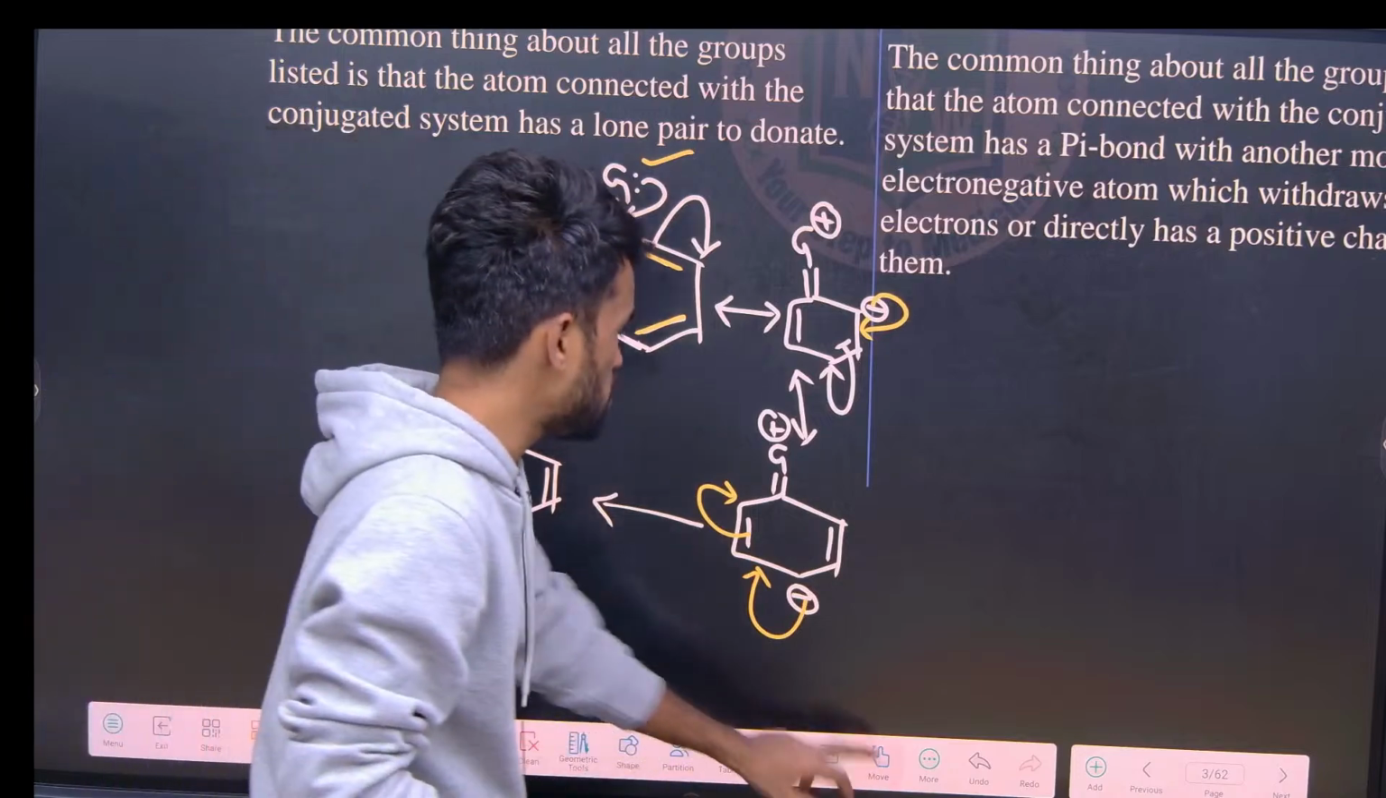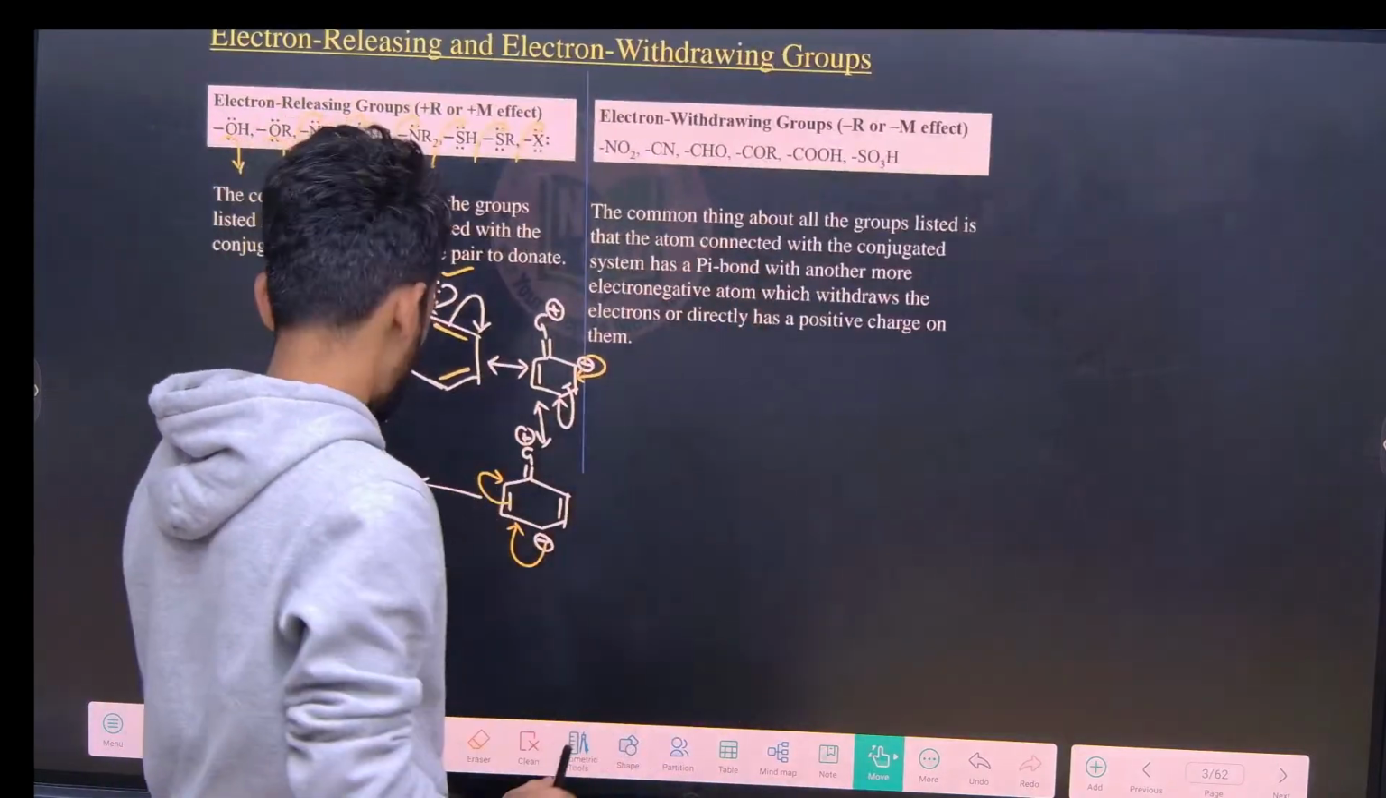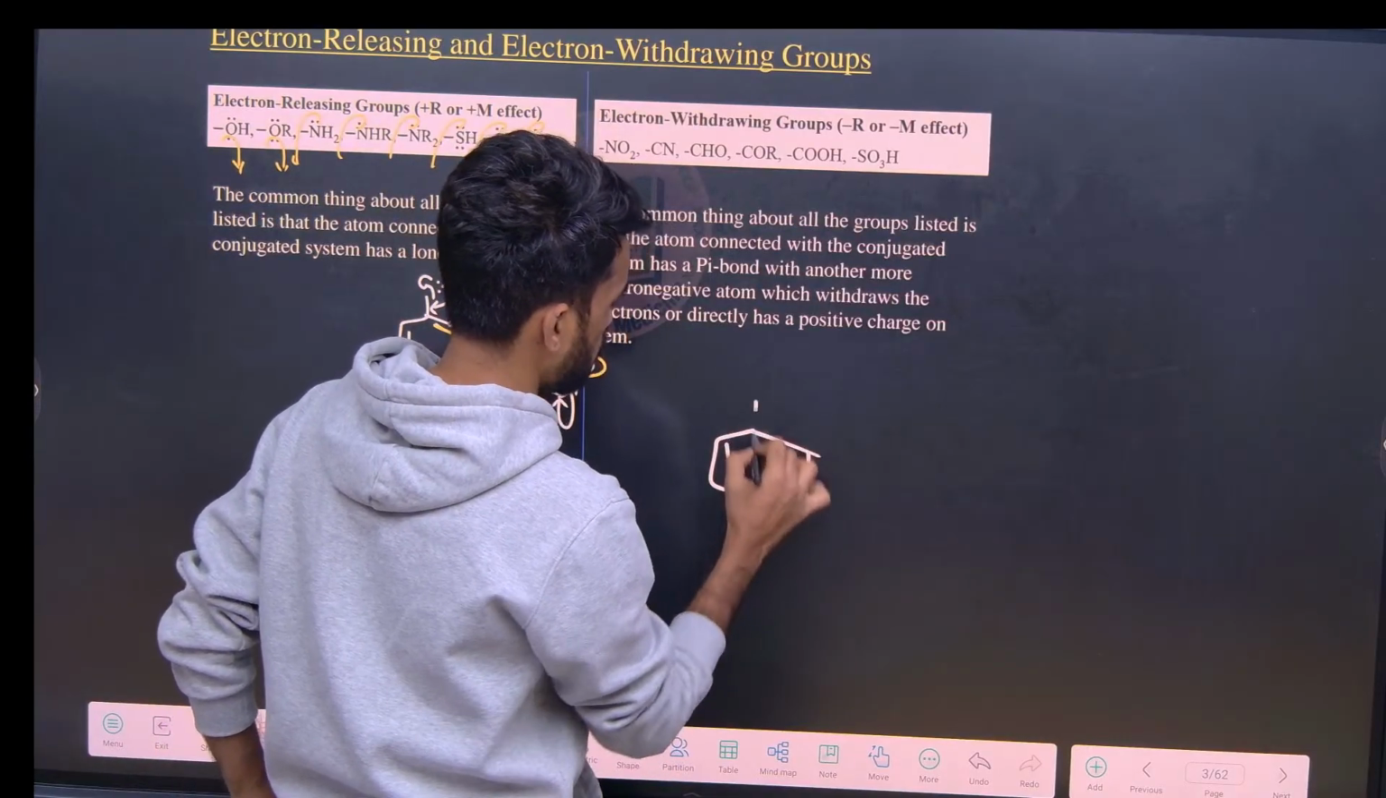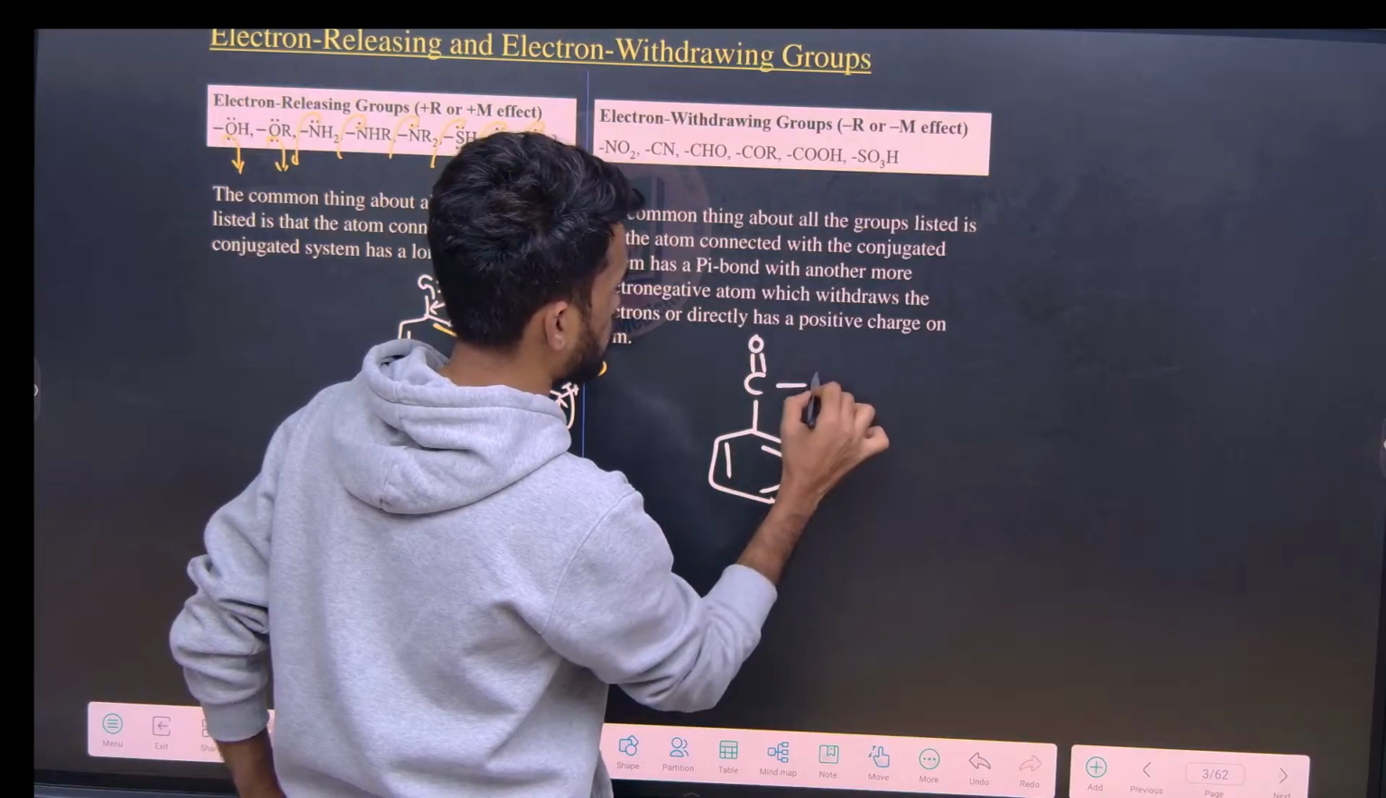Okay, and let me show you with the electron withdrawing groups also. See, if there is an electron withdrawing group, let us see, I am writing here aldehyde, which is an electron withdrawing group.